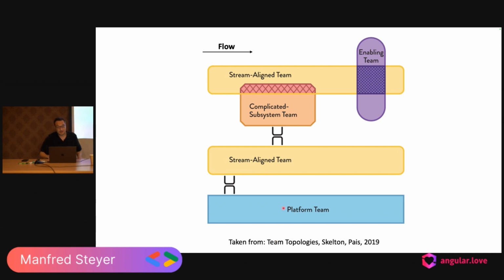And then we have the platform teams implementing technical stuff that is picked up by the stream-aligned teams. Technical stuff like your own authentication library. A lot of big companies have this, or your own design system. This is nothing the stream-aligned team should concentrate on. They should just use it. So this is the idea of team topologies.